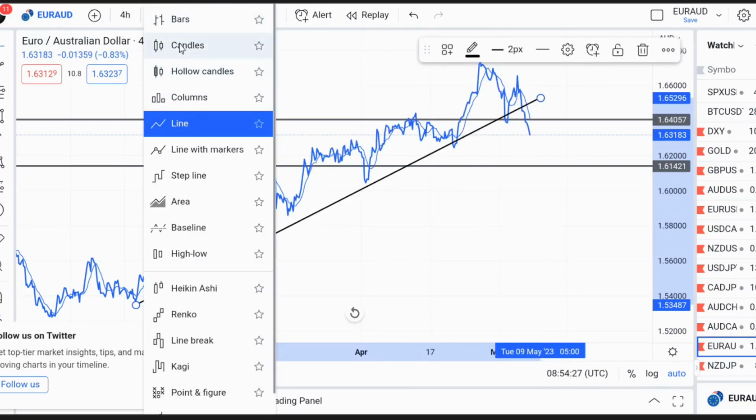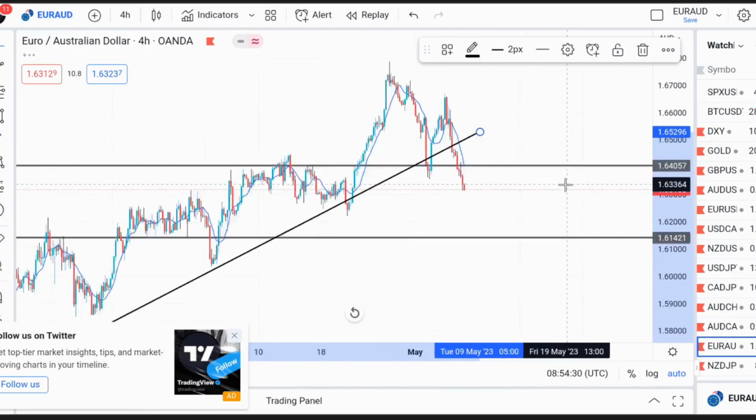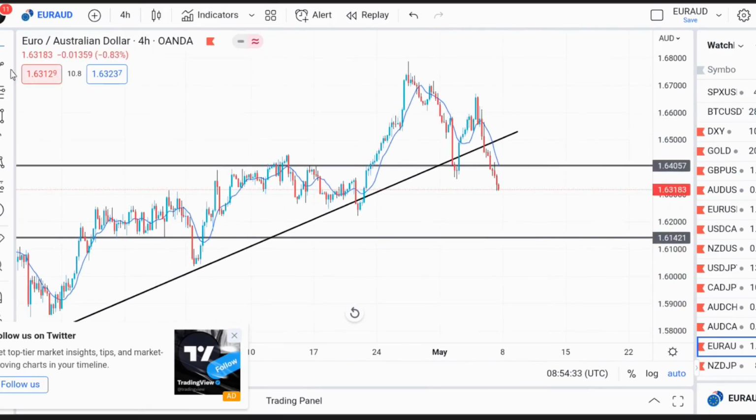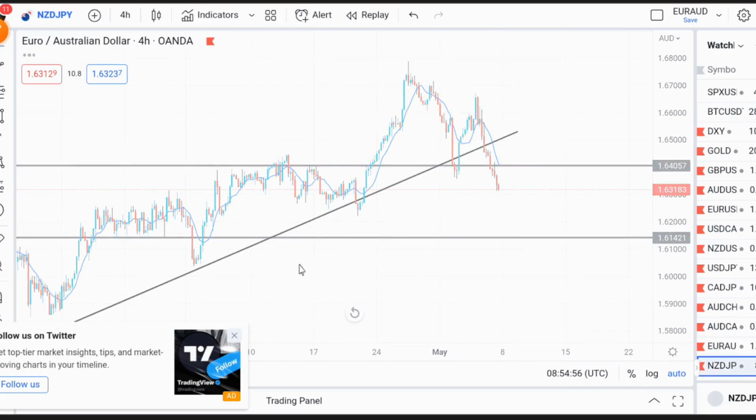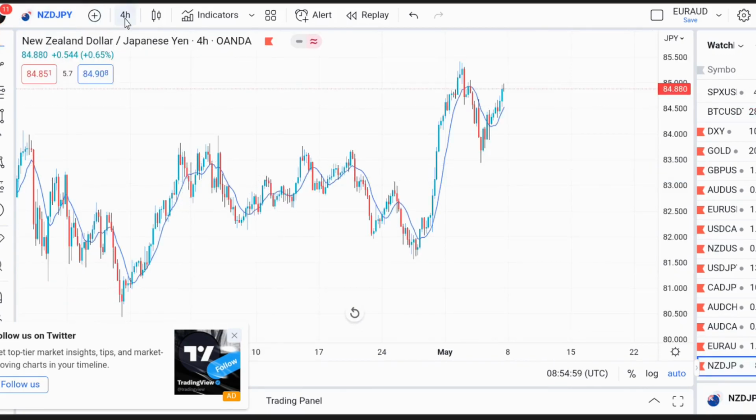Let's go back to candlestick. You can see we have a break of that level already to the downside. So what I'm looking at is you might just see a few retracements back to test this area right there, and a move to 1.61422 as we are still on AUD strength bias. So we might actually see a move to 1.61421.